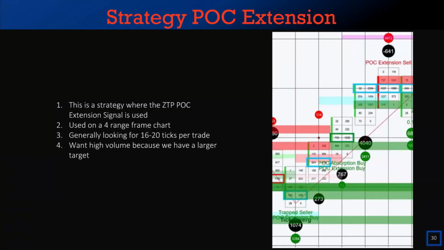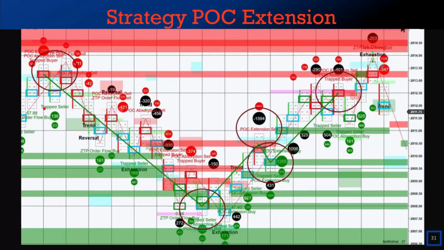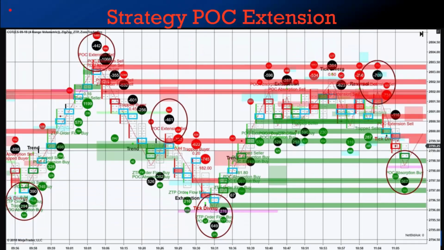This is another strategy where I use the ZoneTraderPro point of control extension signal. I use it on a 4-range chart. And when I get this signal down here, especially on high volume, what I'm generally looking for is 4 points out of that trade. And here basically we see this in action, point to point to point to point. Again, same thing. Down here we have the ZTP order flow with the absorption, the extensions on high volume, the extension on high volume, the extension on high volume, and so on.